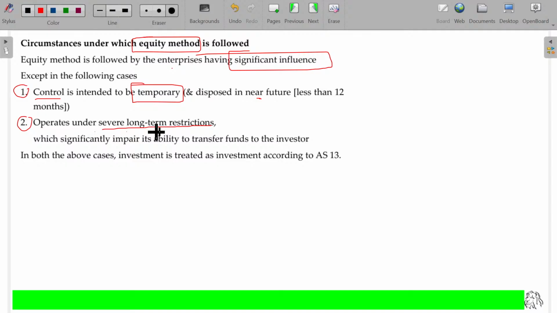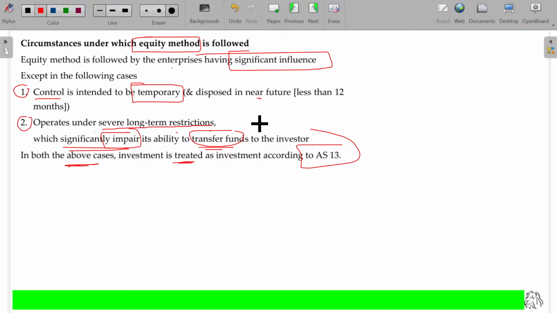So it operates under severe long-term restrictions, which significantly impair its ability to transfer the funds. So impair, I have the trouble to transfer the fund to the investor. I cannot transfer. In the above cases, in both the cases, the investment is treated as merely an investment, not coming under AS number 23. You don't need to follow AS 23. If AS 23 is not required to be followed, then automatically AS number 13 will come. So being a holding company, holding in another company anywhere between 20 to 50, having significant influence, AS number 23 is applicable while preparing CFS. If CFS is not required, that will be considered as investment.